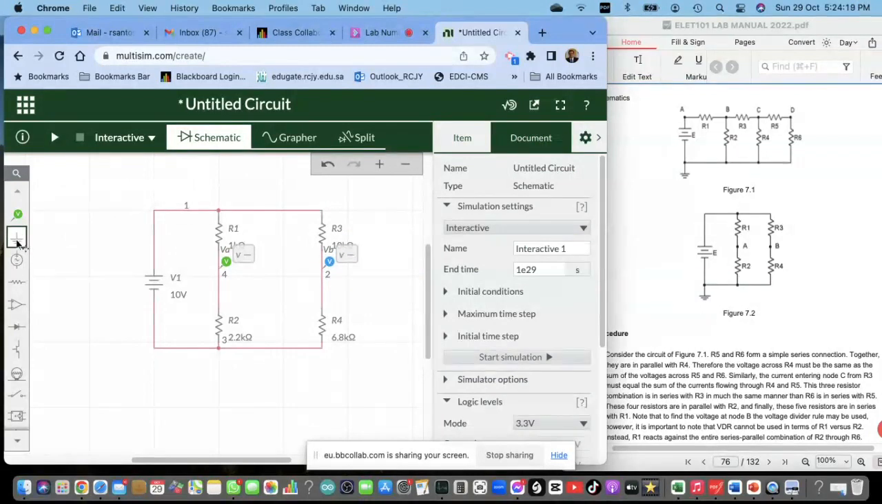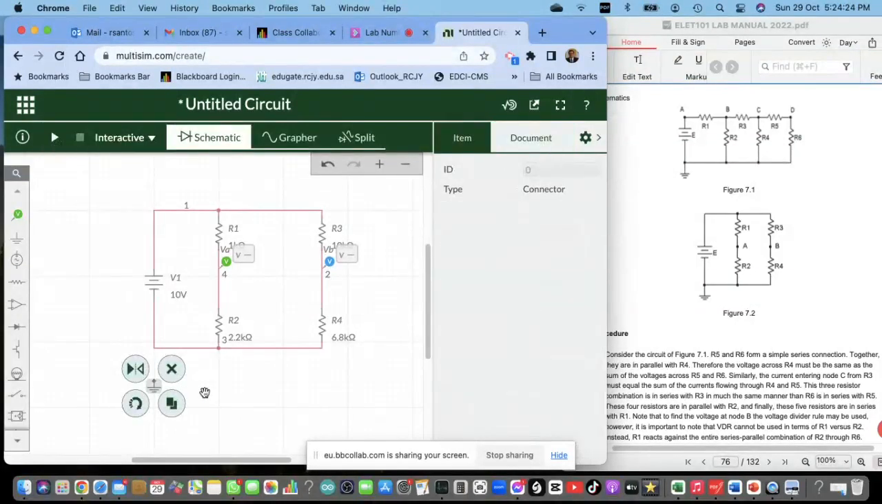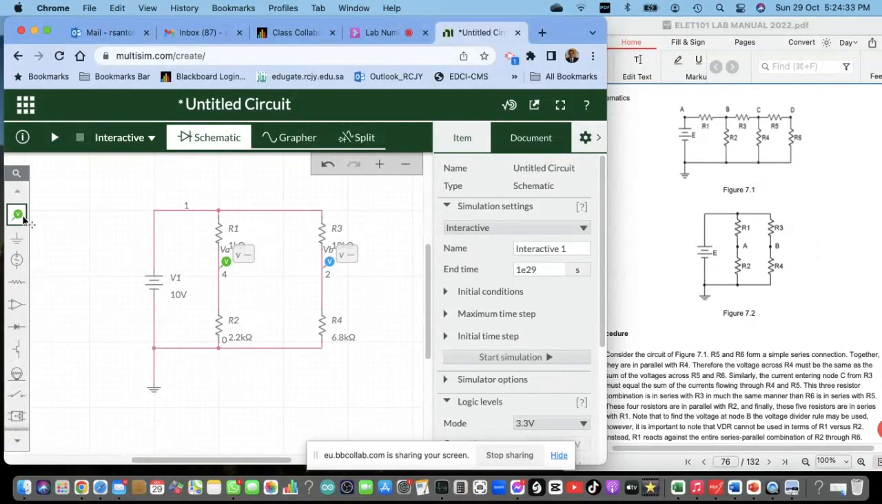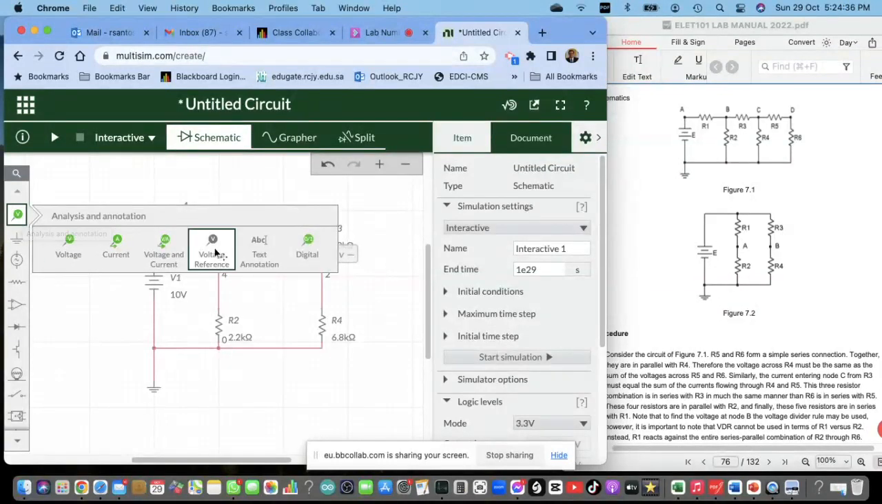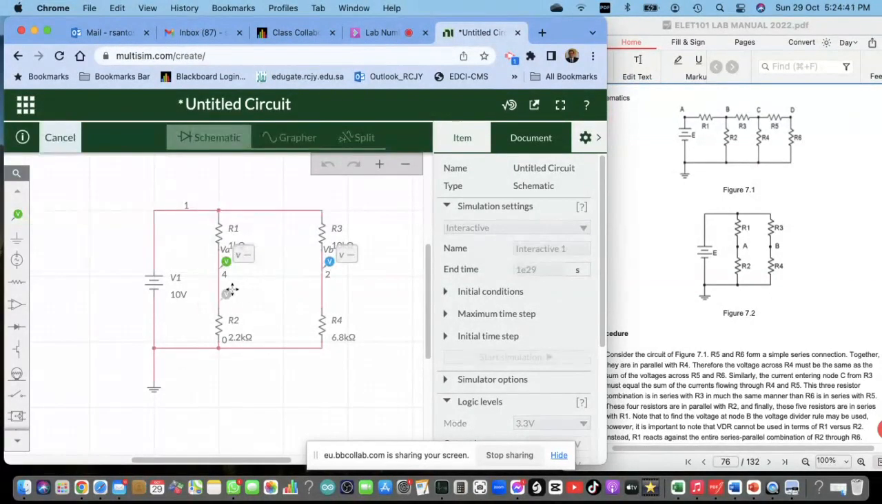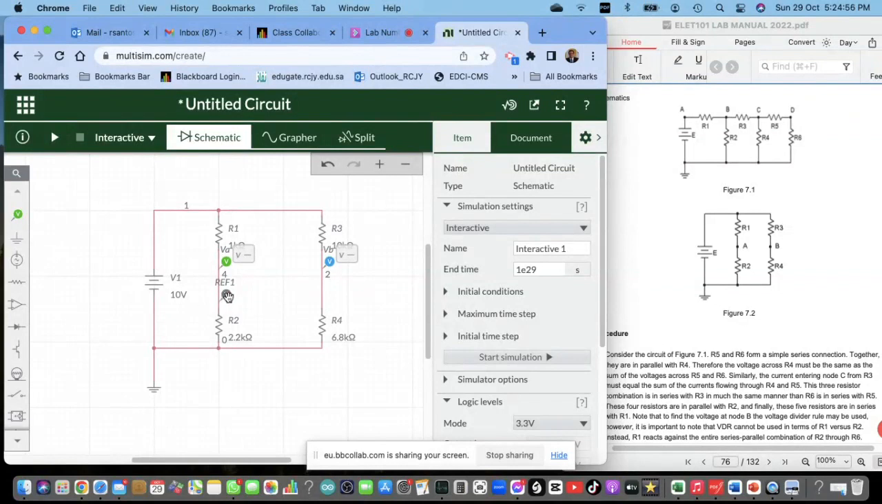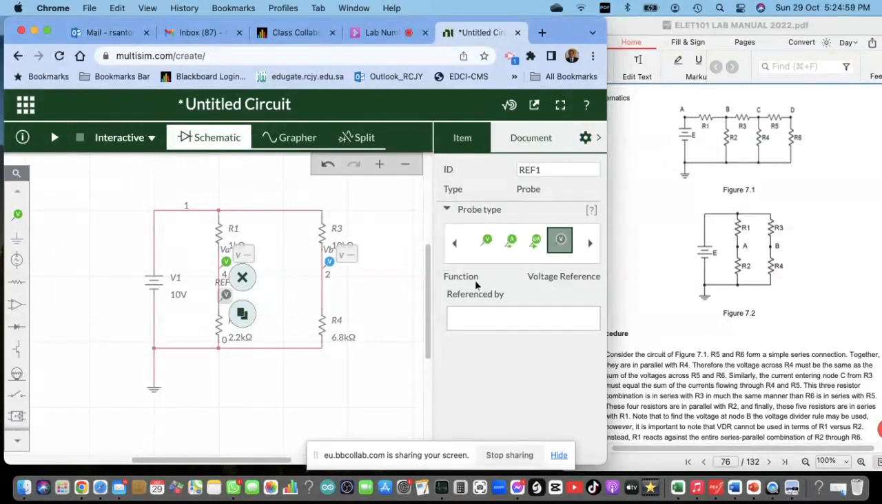How about VAB? By the way, don't forget the ground. You almost forgot the ground, so don't forget the ground connection. All right, now how about VAB? To measure VAB, this should be this way. Use the voltage reference at this point. So put a reference voltage here. This is how to measure VAB. The reference will be that one.